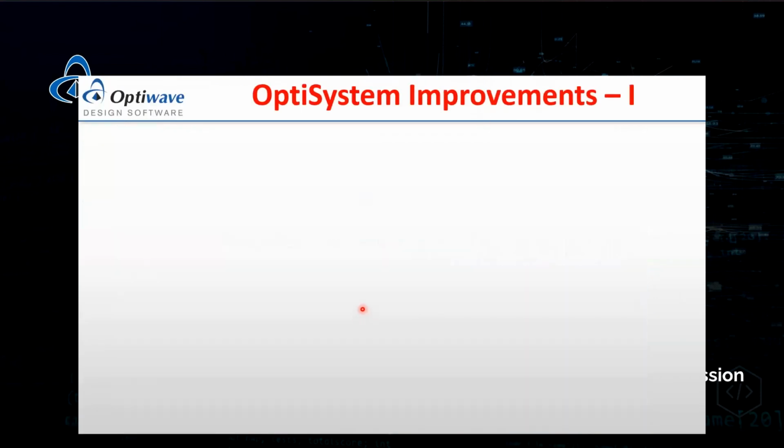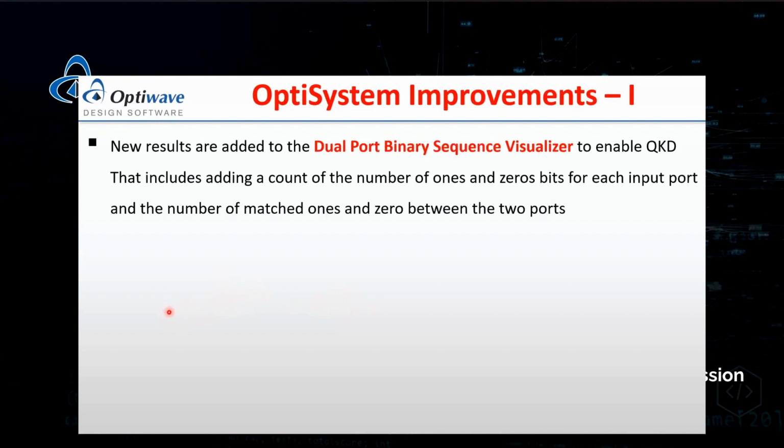Okay, next I'm going to talk quickly about the improvements in OptiSystem. I listed a few of those here, and if you need more information, you can get into the release notes. The first thing is the dual port binary sequence visualizer. What we did with it, we added features to do comparison between these sequences at the input ports of the dual port binary sequence visualizer.